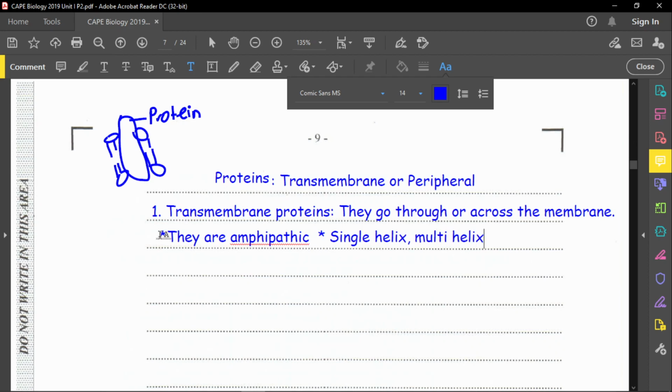And also they can be coiled, or coiled. That's the way they may be seen through the membrane. Just to mention that. All right, let's go to the second type.